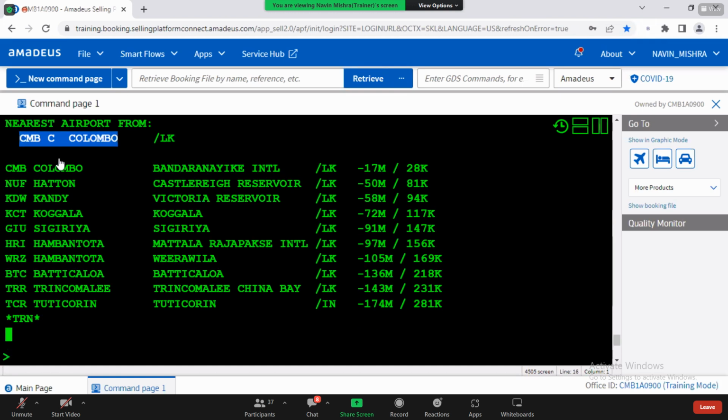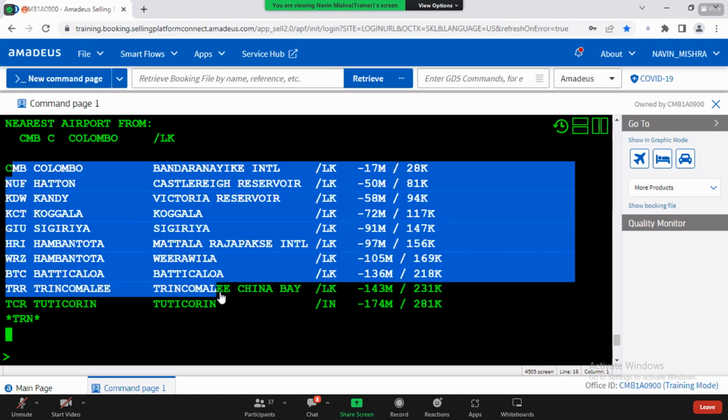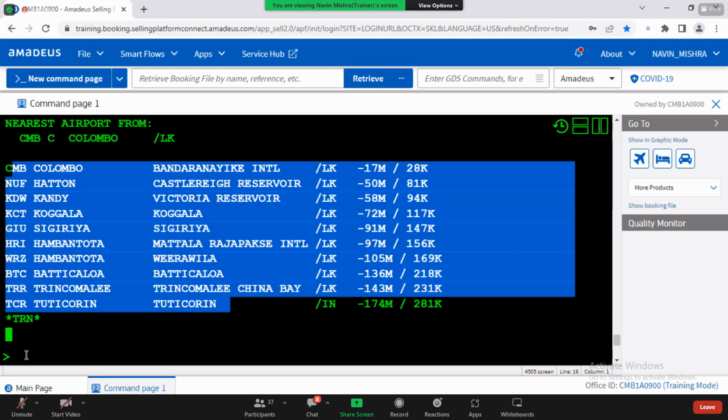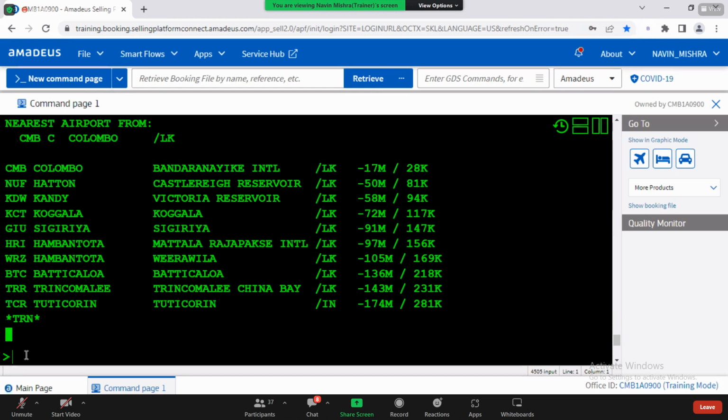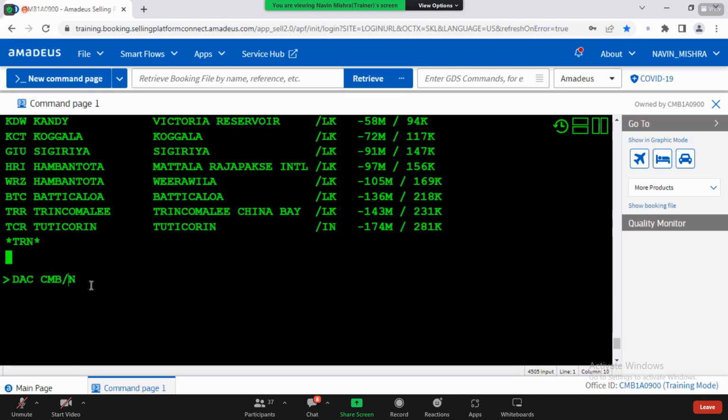Now, do you see? These are the different airports which are nearby the Colombo city. So now, what is the use of this command? Suppose a passenger is not residing in Colombo city. Now he is residing in some other part of the country. He said, tell me, is there any airport which is near to Colombo, so that I can understand if I can get a flight from there, or any of the operating flights are running apart from the Colombo city. That will help you: this command DAC, the city code and then /N. /N will help you to find out the nearest airport.